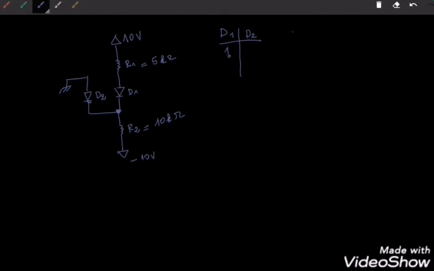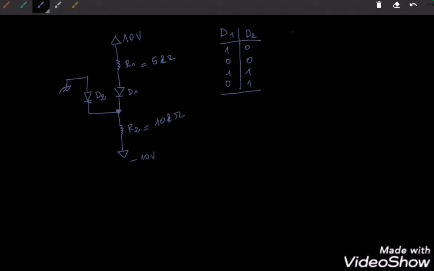So here are the 4 possible hypotheses I have. So here 1 and 0, as I said earlier, this means that the diode 1 is conducting and D2 is blocked. Here the diode 1 is blocked, here both diodes are blocked, here both diodes are conducting, and here only 2 is conducting. So I have 4 hypotheses.